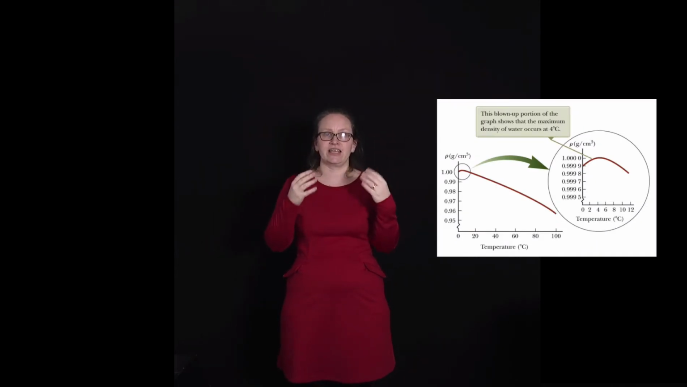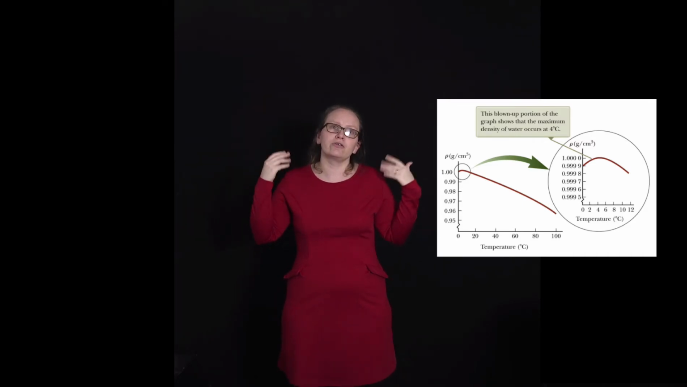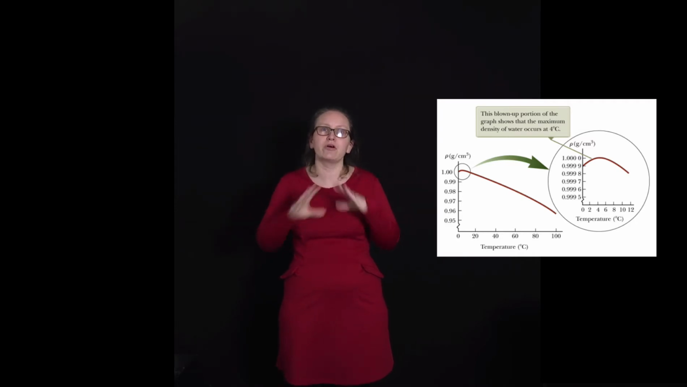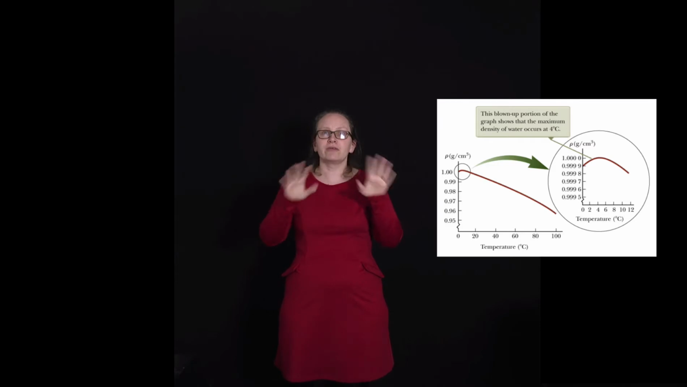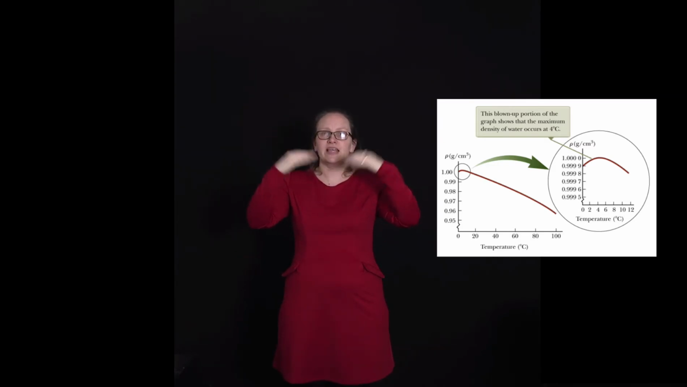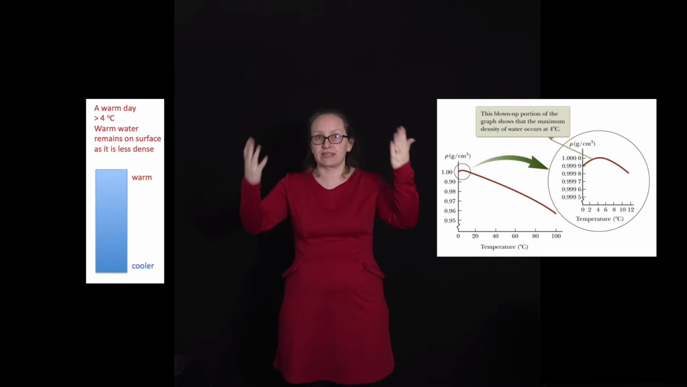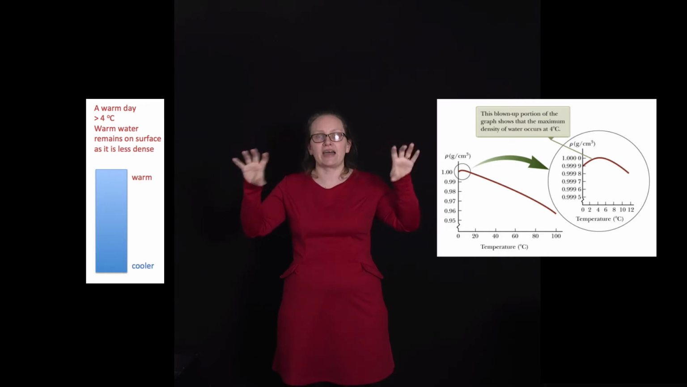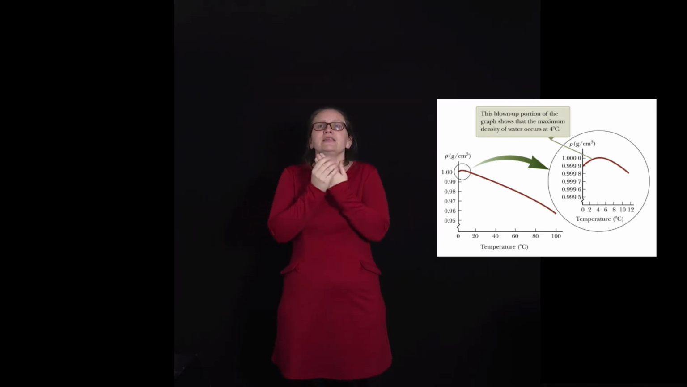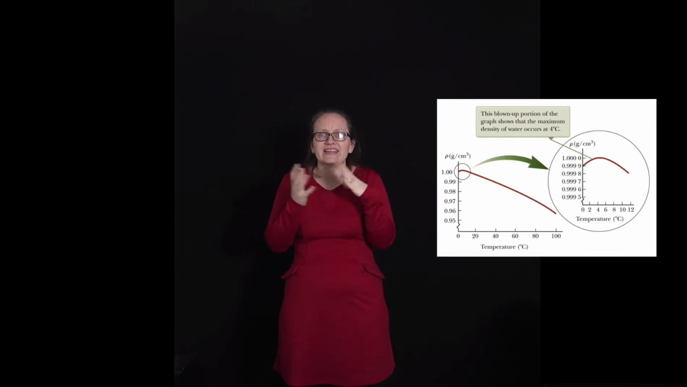So above 4 degrees C, as we heat water up, it expands and becomes less dense as we would expect. So you've probably experienced this on a warm day. If you're the first person to jump into a swimming pool on a warm day, you've probably noticed that the top layer of the water is warmer than the layers below. As you dive down, it gets colder. The reason for this is that the atmosphere is heating up the top of the pool. As that water is heated up, it expands and becomes less dense. Less dense things float on more dense things, and so we get a nice warm layer of water at the top of the pool. Now, below 4 degrees C, water is actually really special.